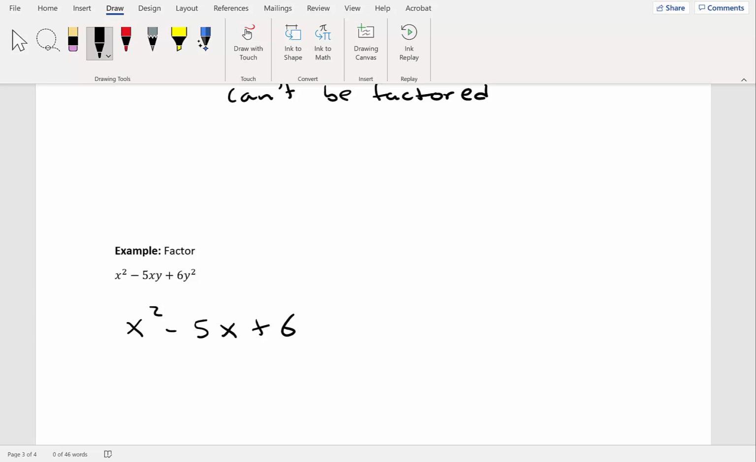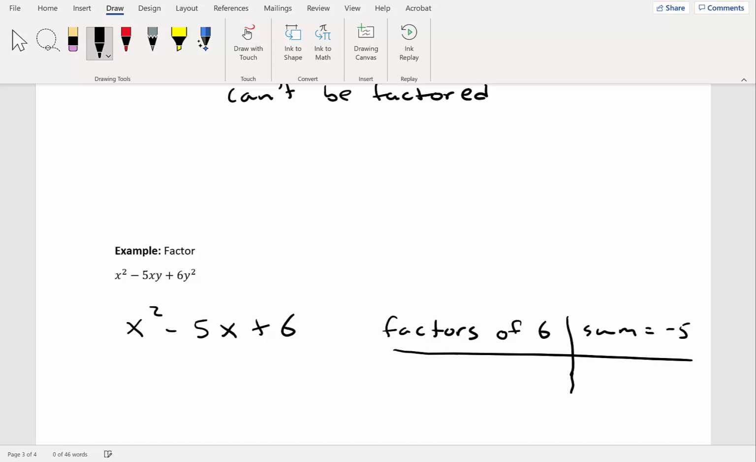So let's go ahead. Factors of 6, and the sum has to be equal to negative 5. So two numbers that multiply to give us positive 6 and add up to negative 5.